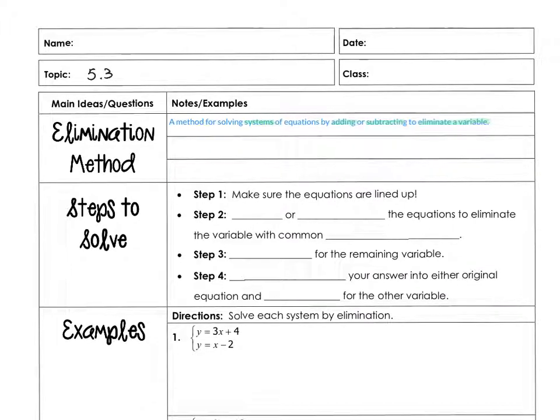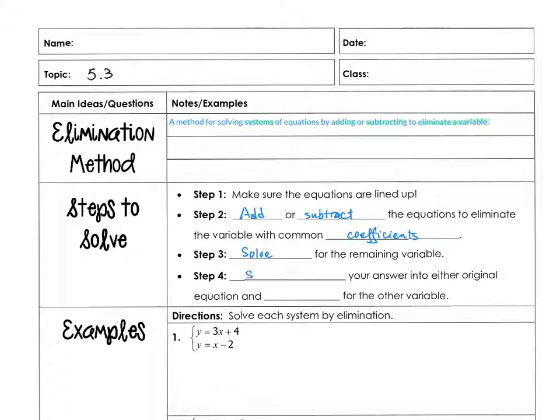How do we do that? Step one, we have to make sure that all the equations are lined up. And then we're going to add or subtract the equations to eliminate the variable with common coefficients. So we have to make sure that the equations have common coefficients together. And then we simply solve the remaining variable.